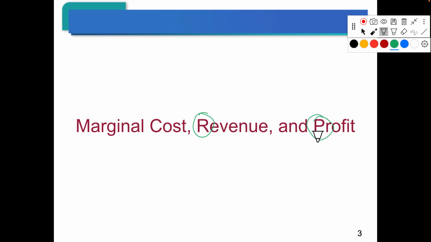Would revenue be like everything including cost, like what you're paying, and profit is everything minus the net cost?